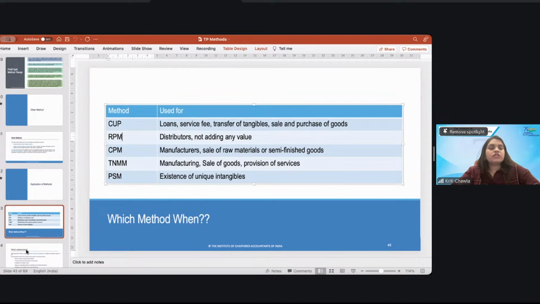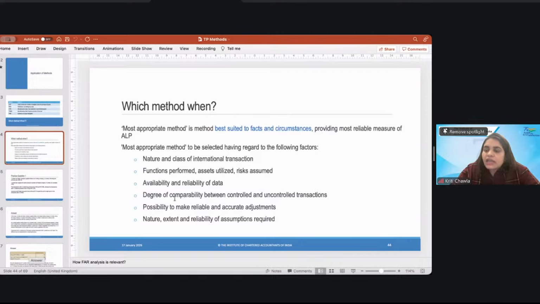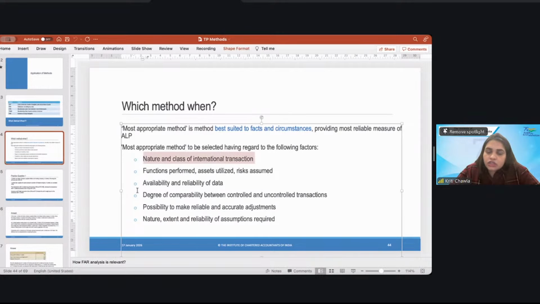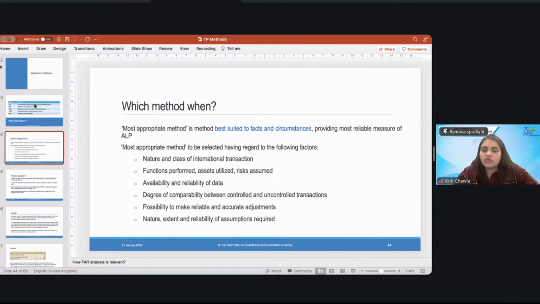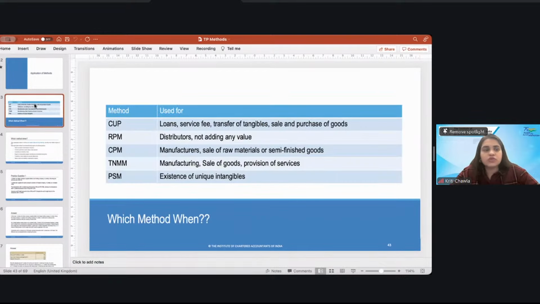If you read through the following factors, you have to look at the nature and class of the international transaction. You will have to look at what the international transaction is all about. What is the nature of the transaction? Is it a trading situation? In looking at the functions being performed, is it a manufacturing function or a distribution function? Then you have to look at the availability and reliability of data. If you have all the data available, obviously you have to take comparability into consideration. Obviously, you can rely on this table also for the purposes of identifying which method will be useful when.